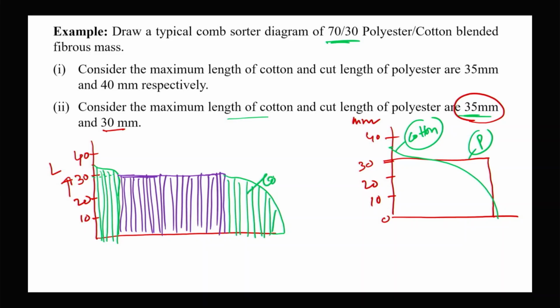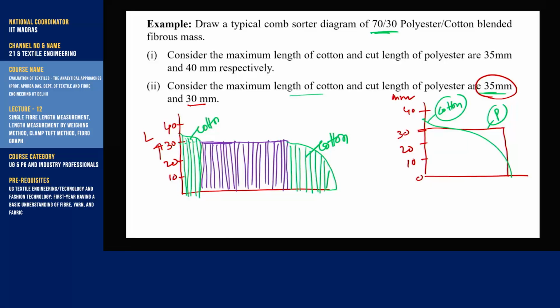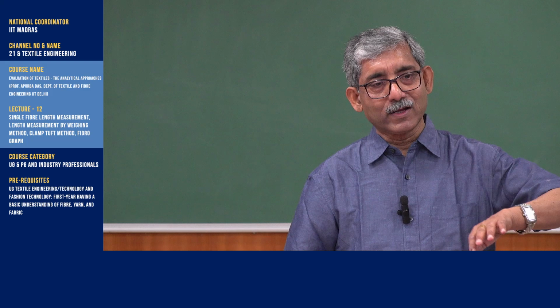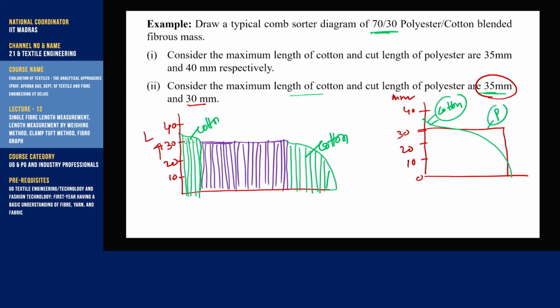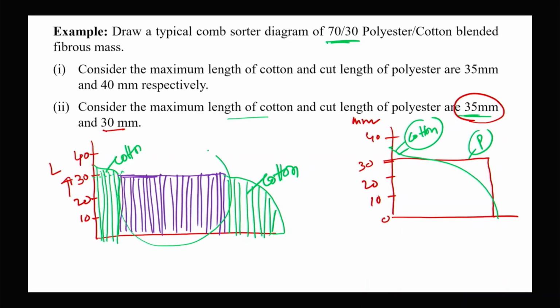These are the cotton fibers. Effectively, what is happening? This cotton diagram is broken into two parts. So, longer fibers are going on the left side and shorter fibers are on the right side of the polyester component. In this way we can plot the typical comb sorter diagram of any blended fibers.